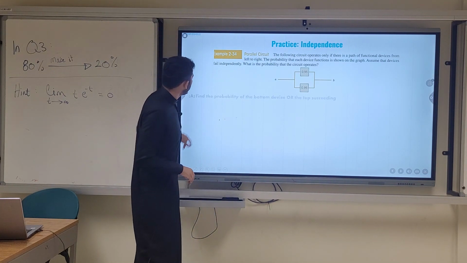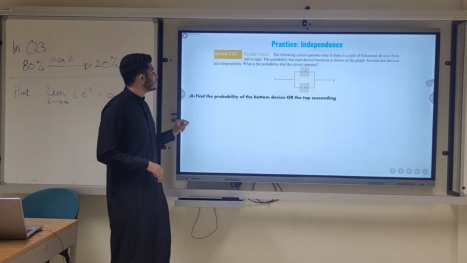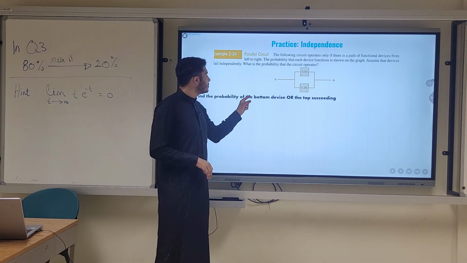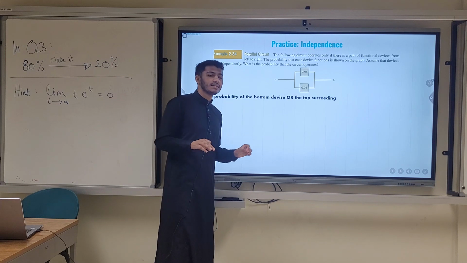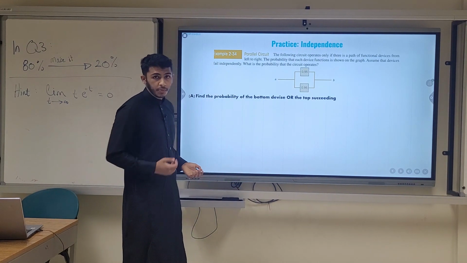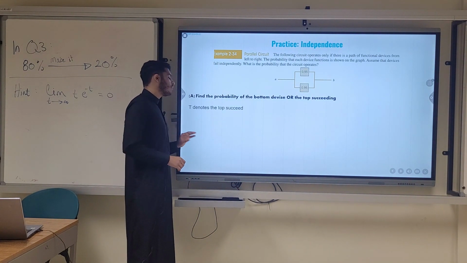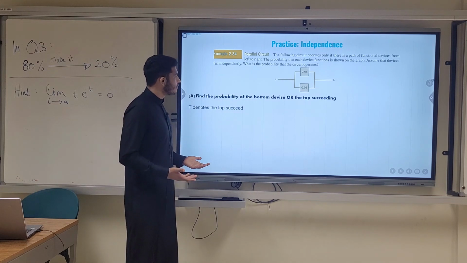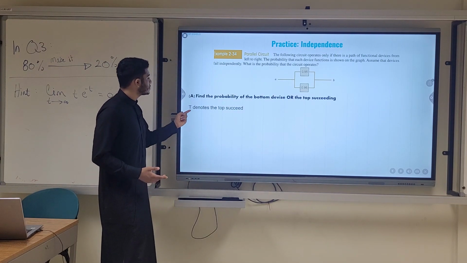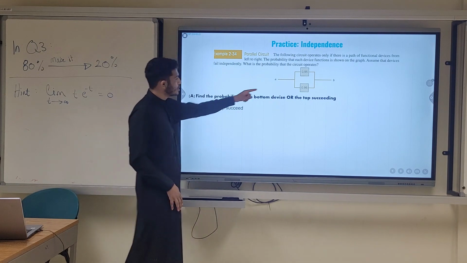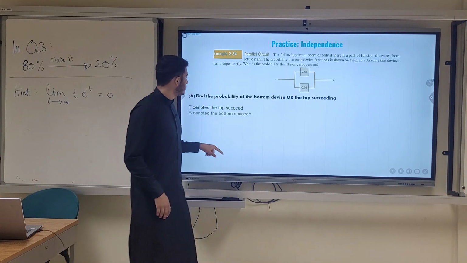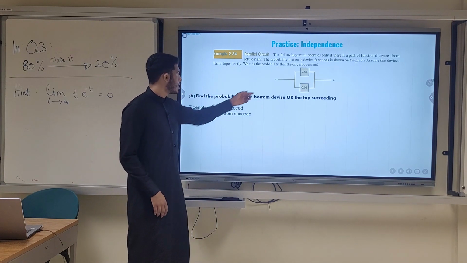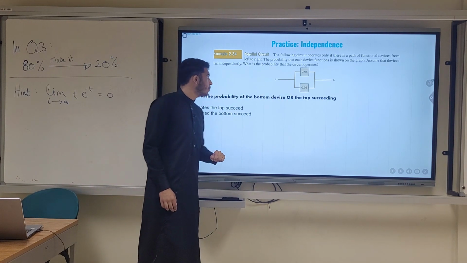So what we want to find here is the probability that the bottom device or the top device succeeds and works. So how can we find it? Well, first of all, we have to define our events. The first event, T, denotes that the top device succeeds, which is this one succeeding. And B denotes that the bottom device succeeds, which is this one below here.